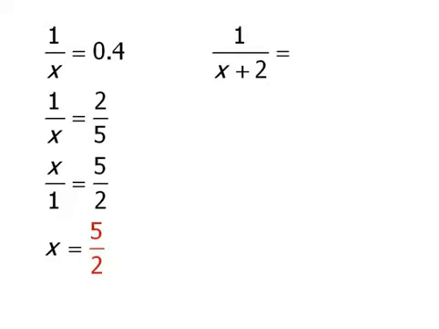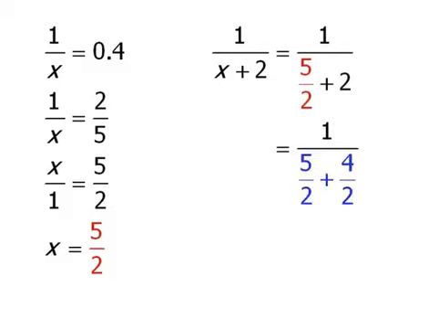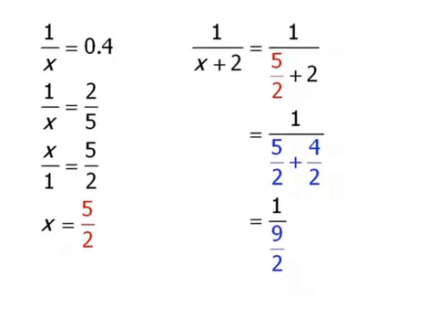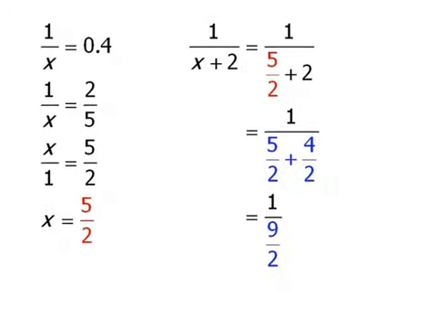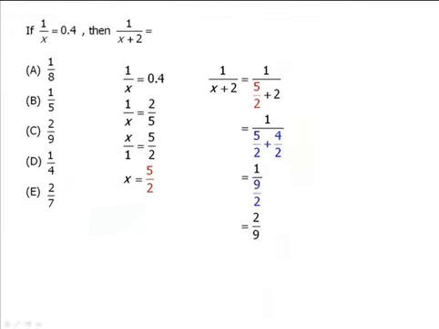Now let's evaluate this expression. Well, since x equals 5 halves, we can replace x with 5 halves. And to evaluate the denominator now, we need a common denominator of 2. Now combine these fractions, and 1 over 9 halves is equal to 2/9. So our answer is C.